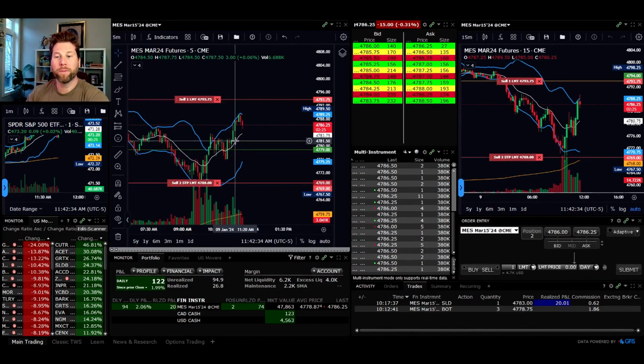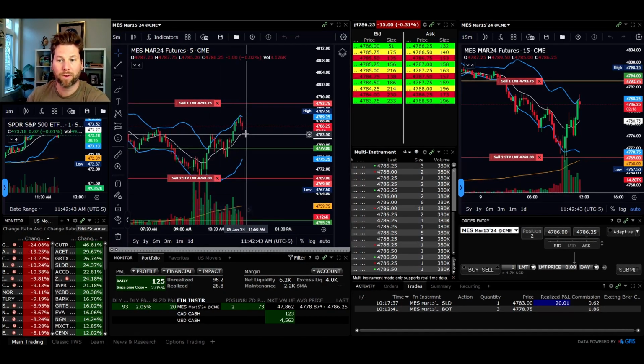So we did get some movement, and this is what I want to see. Big candle, pop up, getting some movement. We have an increase in volume here. I'd love to see more volume to really get going. But we're working our way towards the first target that I have.